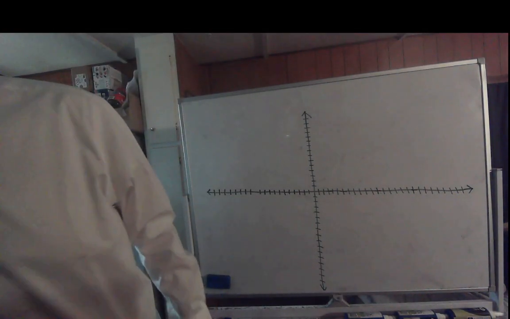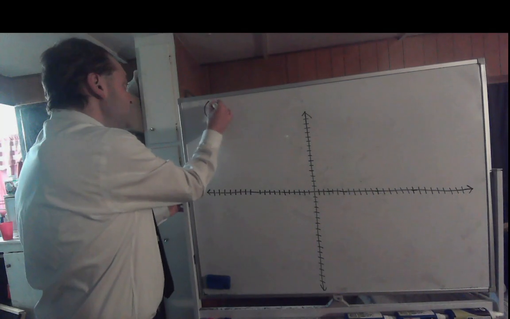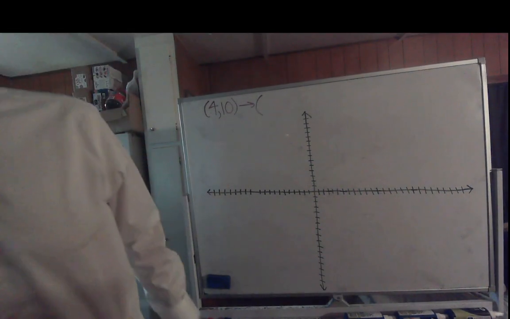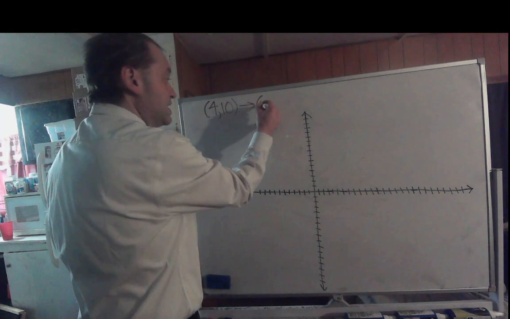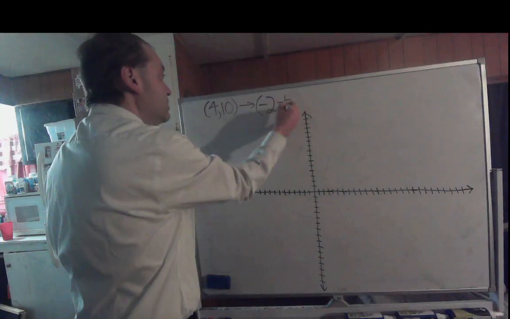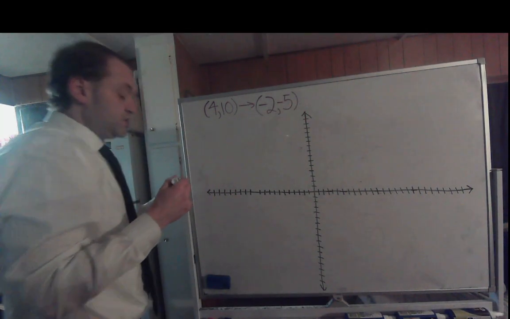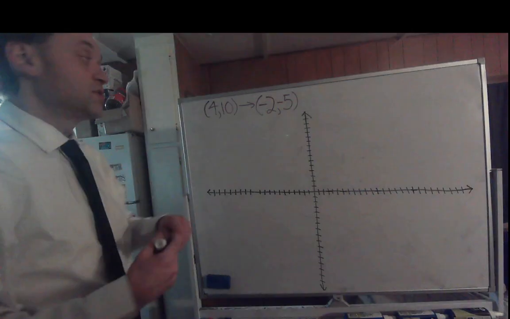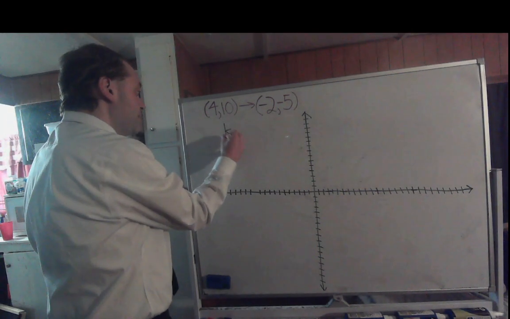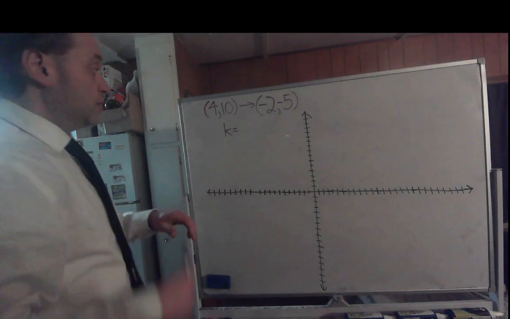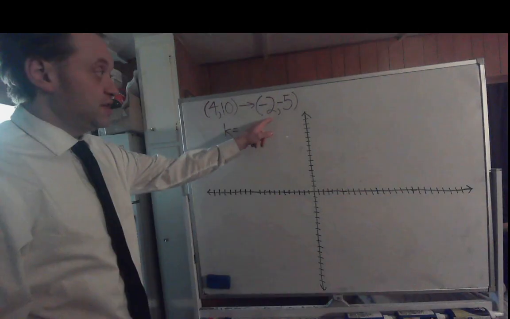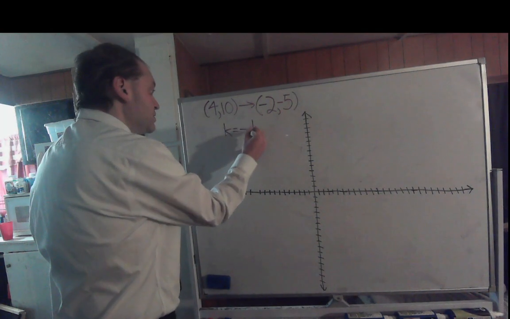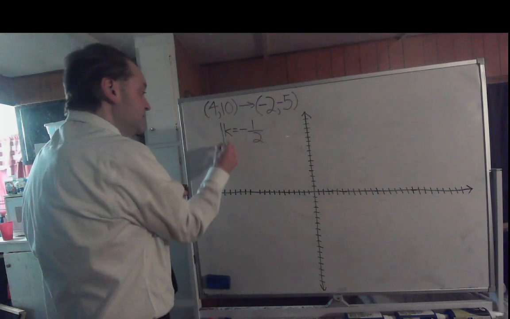What if we went from the point (4, 10)? So we start at (4, 10). It tells us that the dilation yields the point (-2, -5). What is our scale factor? Well, if you take 4 times -1/2 you get -2. If you take 10 times -1/2 you get -5. So your scale factor is -1/2.